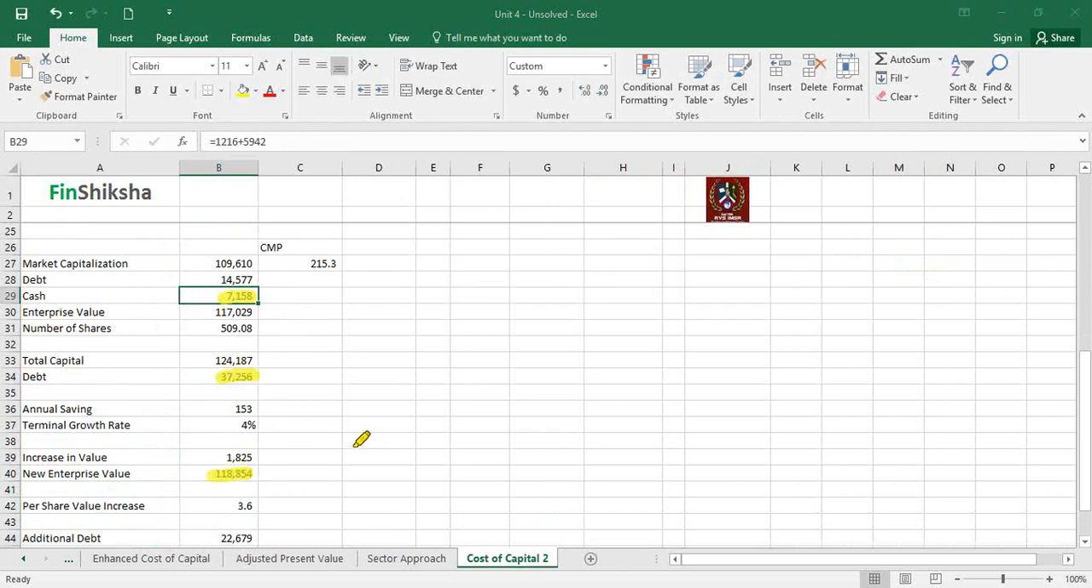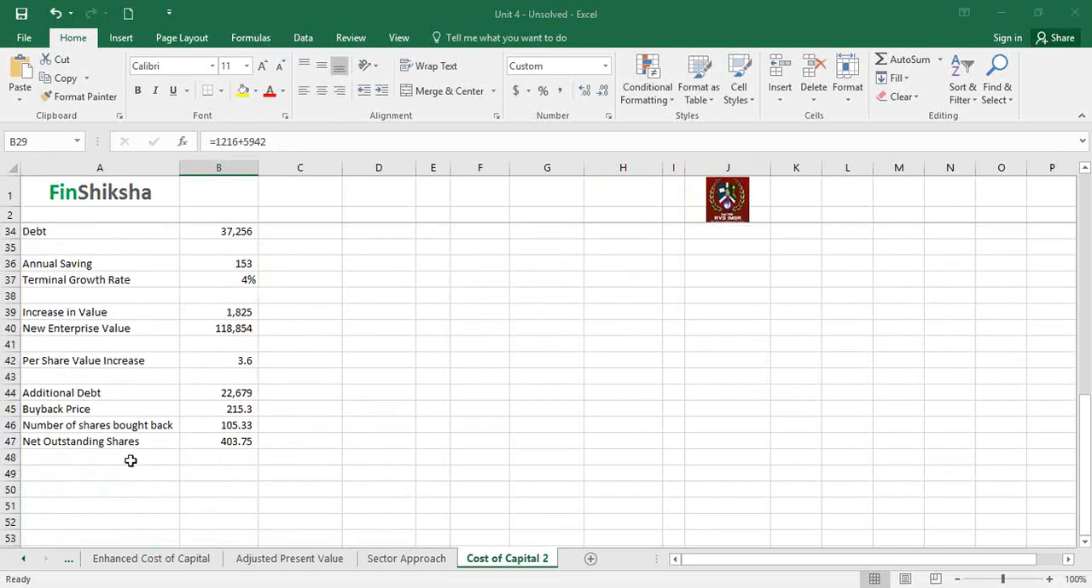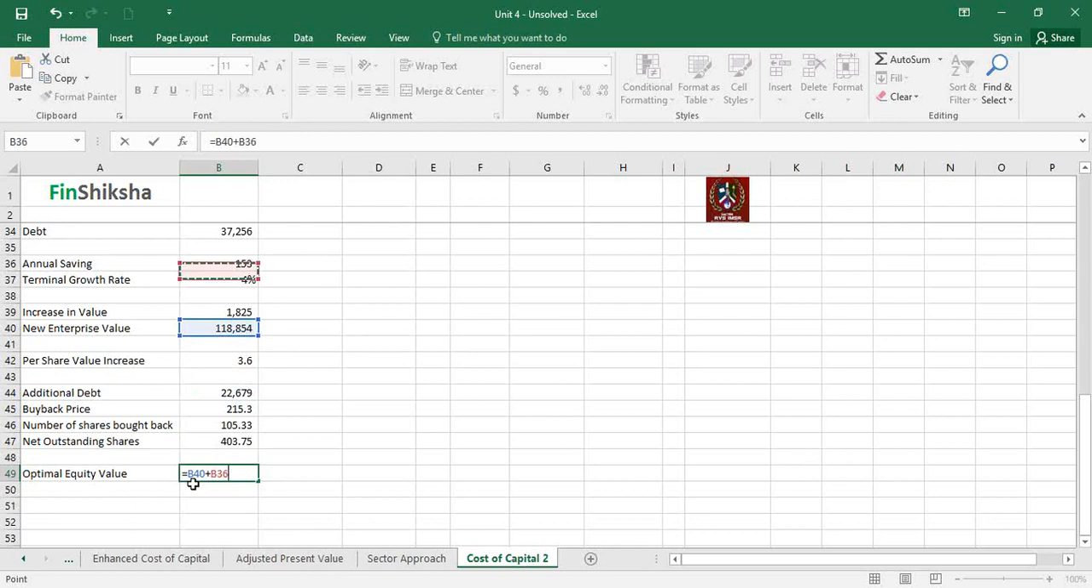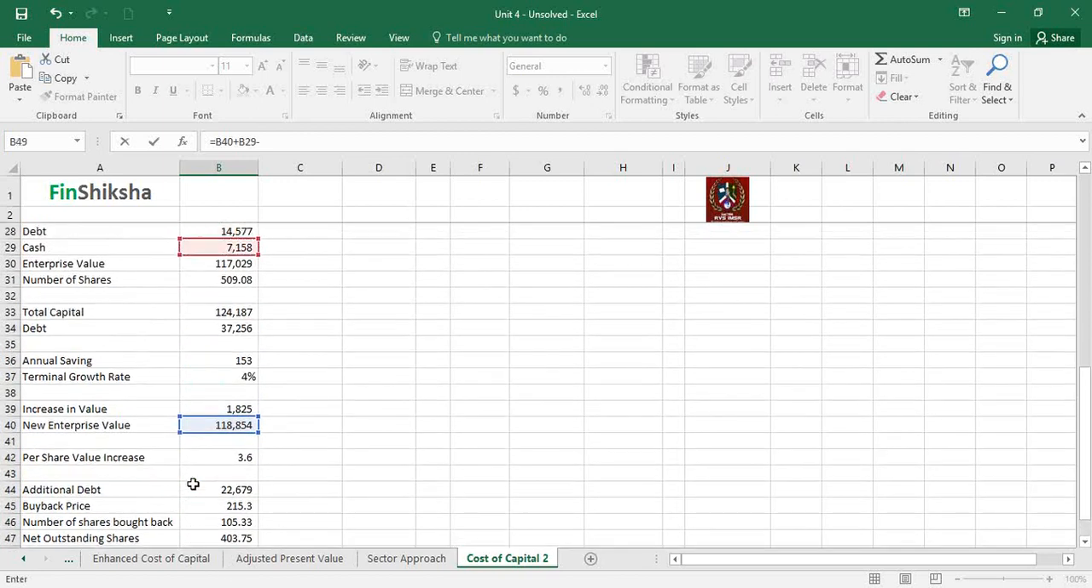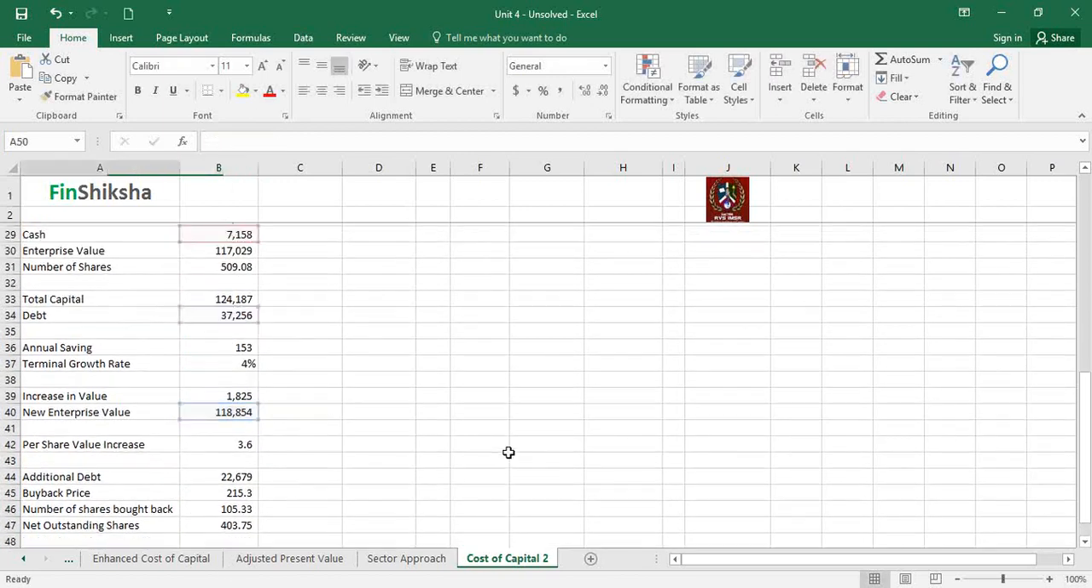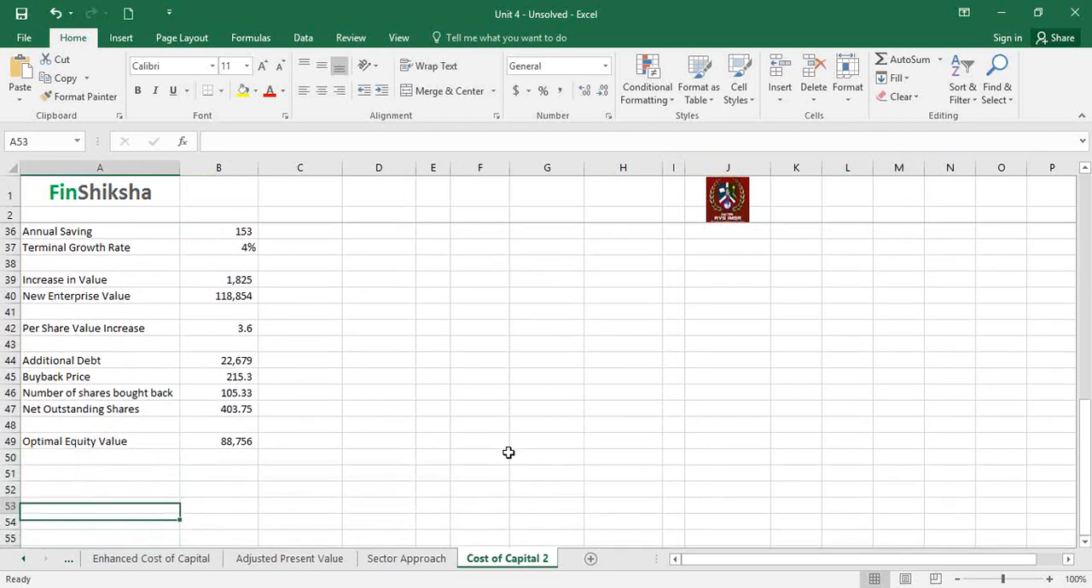Can I arrive at the equity value? Correct? Equity plus debt minus cash gives me enterprise value. Enterprise value plus cash minus debt will give me the equity value. Correct? So let's put in: optimal equity value is going to be my optimal enterprise value plus cash minus the new debt we are looking at. That's my equity value.